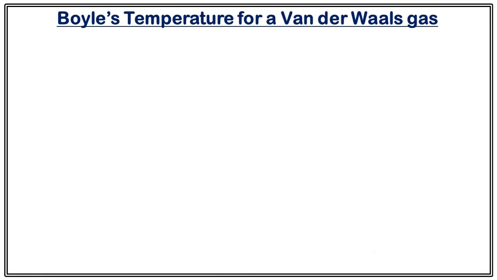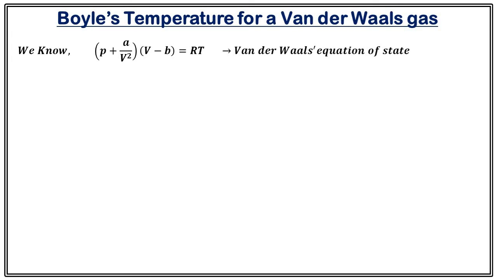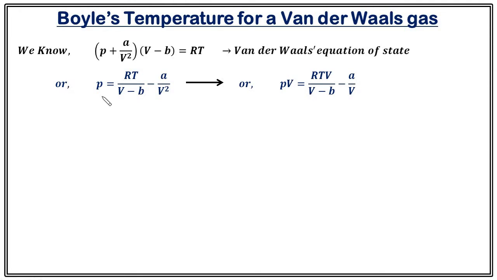As we have seen in the previous video, the van der Waals equation of state for 1 mole of a gas is given by (P + a/V²)(V − b) = RT. So from here, if we rearrange the terms, we can write P = RT/(V − b) − a/V². Or if you multiply V on both sides, then this equation will become PV = RTV/(V − b) − a/V.